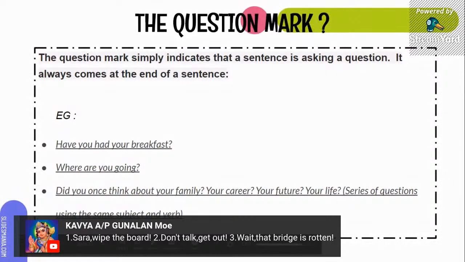Sorry girls and boys, I forgot to share the screen, so I'll read it again. Next we will look into question marks. A question mark simply indicates that the sentence is asking a question. It always comes at the end of a sentence. Examples: have you had your breakfast? What are you doing? Did you once think about your family, your career, your life? You can also have a series of questions in one sentence, only if it's using the same subject and verb.